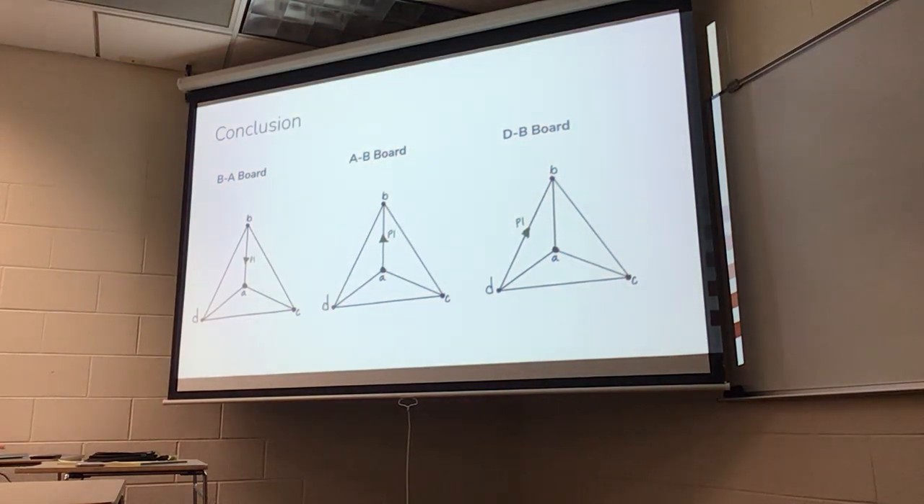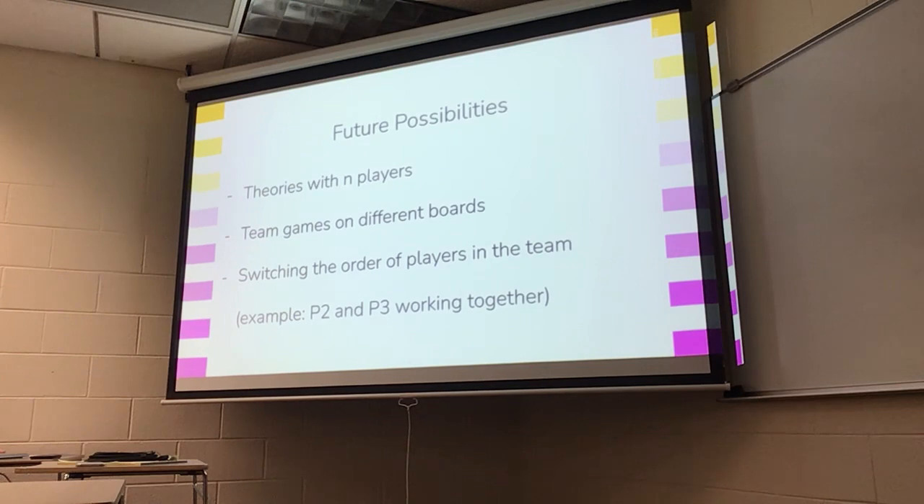And then really quickly, just talking about future possibilities if someone was to study this again, or if I was to learn more about it. I would want to talk about theories with more than just 3 players, so theories with N players instead, 4, 5, however many. Team games on different boards, just because of how many possibilities there were for each one, it was really difficult to try to do it on any other boards. I did try to do it on the S4 board, which was at the very beginning, and it was very complicated. And then also switching the order of players in the team.